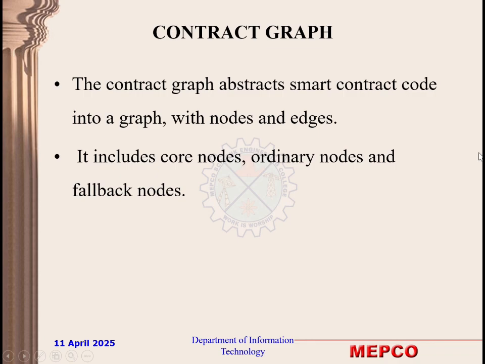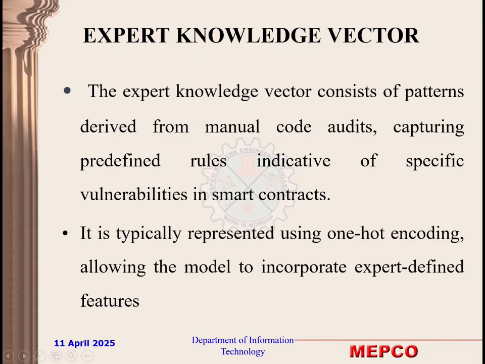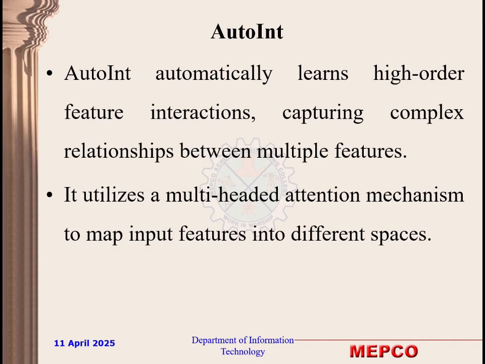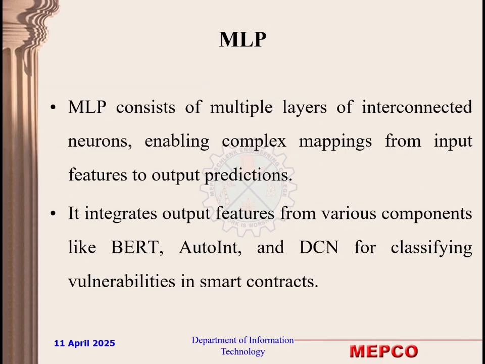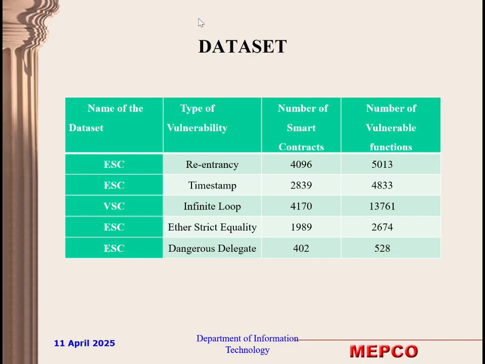This is the contract graph module where the smart contract code is represented as a graph. These are the deep learning models present in our project: AutoInt, DCN, multi-layer perceptron. This is the dataset present in our project. It consists of two datasets: Ethereum smart contract dataset and VNT smart contract dataset.